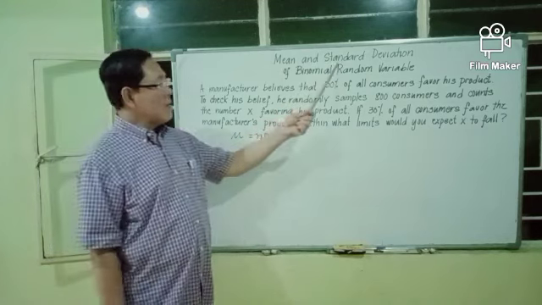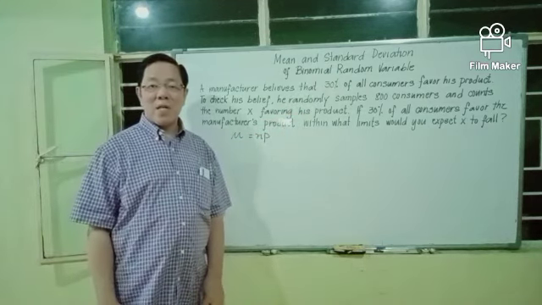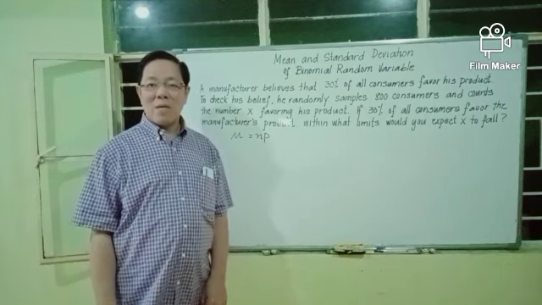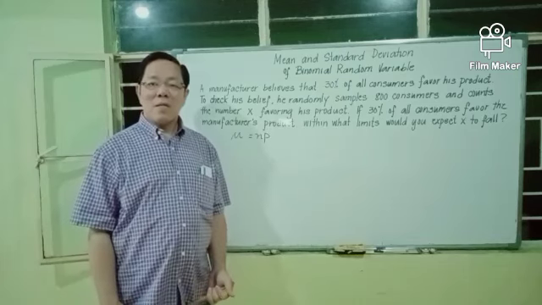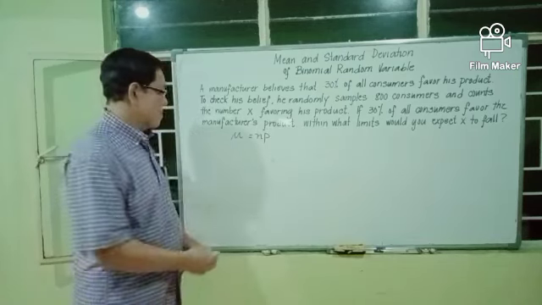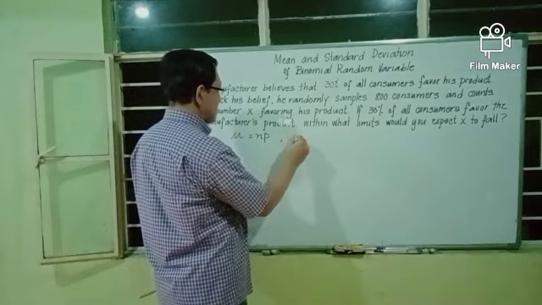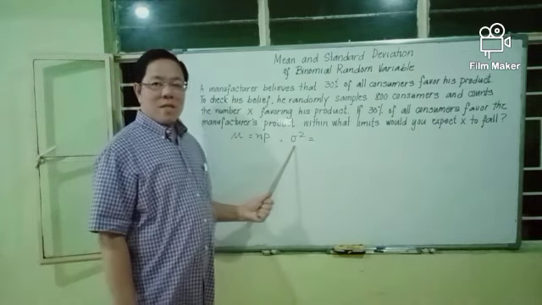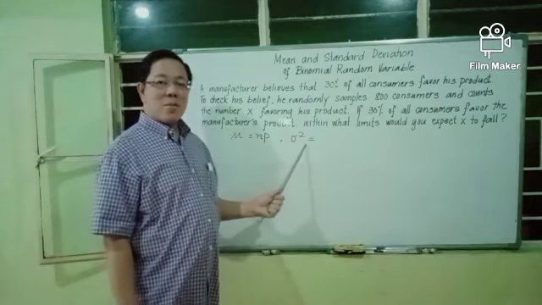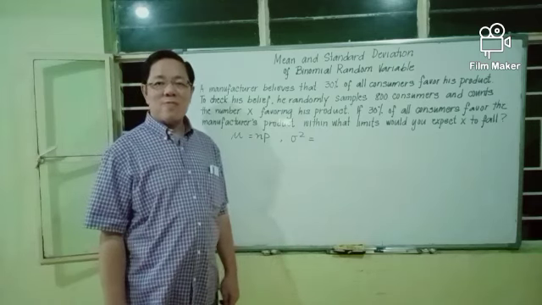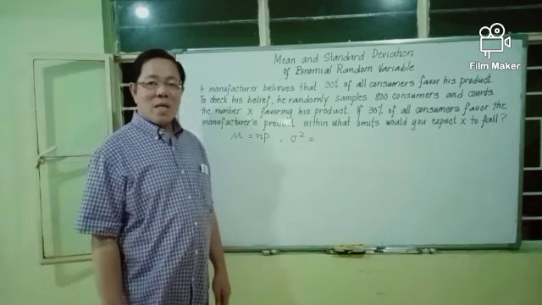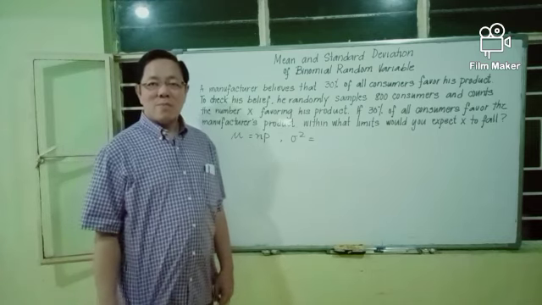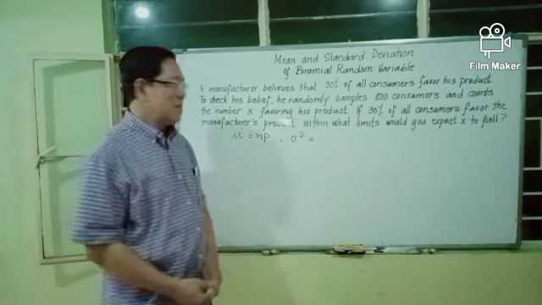Now the standard deviation is the square root of the variance for a binomial random variable. And the variance for a binomial random variable is denoted by the square of the Greek letter sigma. This is the Greek letter sigma, and sigma squared denotes the variance for a binomial random variable and is equal to the number of trials multiplied by the probability of success multiplied by the probability of failure.